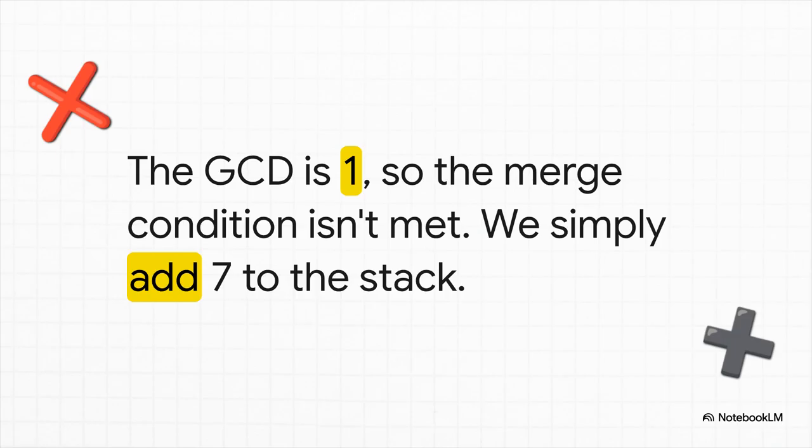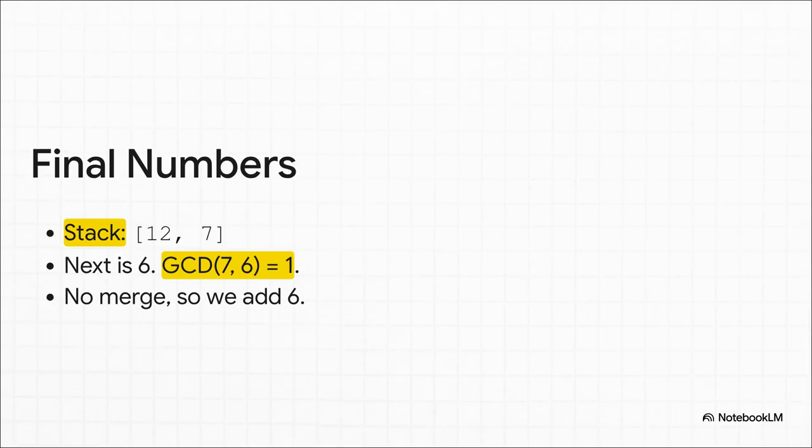So what do we do when that happens? It's actually super simple. No merge means no complicated math. We just take our current number, 7, and we place it right on top of the stack. Okay, so our stack now looks like this. 12 on the bottom, 7 sitting on top. We're on our last number now, 6. We check it against the top of the stack, which is 7. Their GCD is 1, so once again, no merge. We just add the 6 right on top.